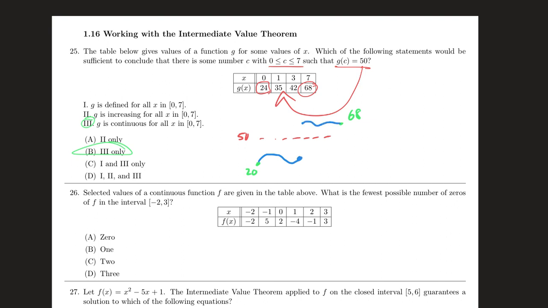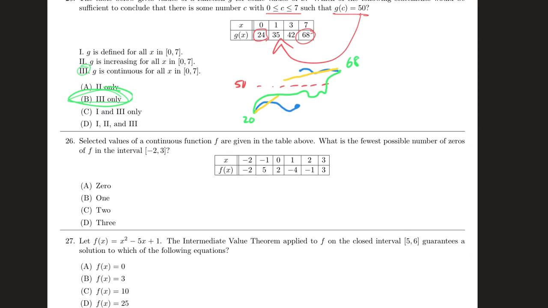All right, but it jumps. I could jump over that line. Being increasing is not good enough, because I could increase and then jump over the line and still be increasing. All right, but the thing that makes sure that I don't lift up my pencil is that it's continuous. And if it's continuous at some point, I have to go through that line to hit 50. All right, so the only thing that matters is that it's continuous.